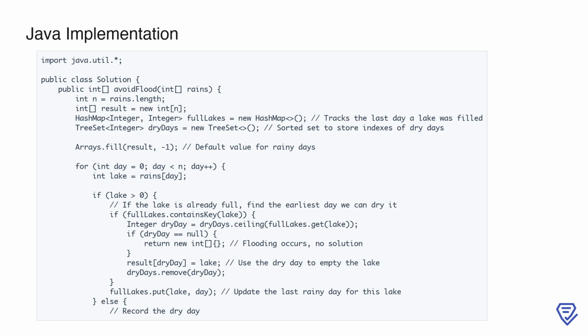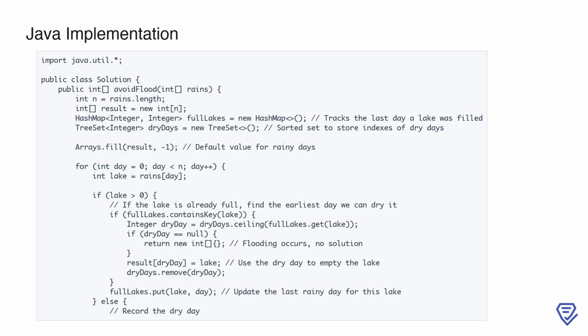Next, we set up two key data structures, a hash map named full_lakes to track the last day each lake was filled, and a TreeSet called dryDays to store the indices of dry days in sorted order. Now, we iterate over each day in the rains array using a for loop. If the current day indicates rain for a specific lake, we first check if that lake is already full by examining if it exists in the full_lakes hash map. If it does, we need to find the earliest dry day to prevent flooding. Using the ceiling method of the TreeSet, we locate the smallest dry day index that is greater than the last rainy day for this lake. If no such dry day exists, it means flooding is unavoidable, and we return an empty array as the solution.